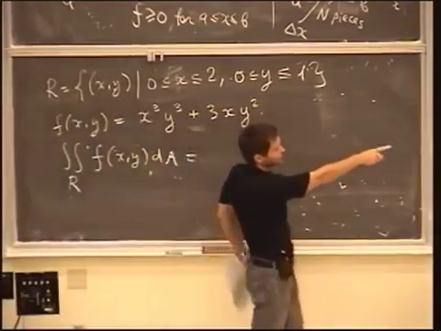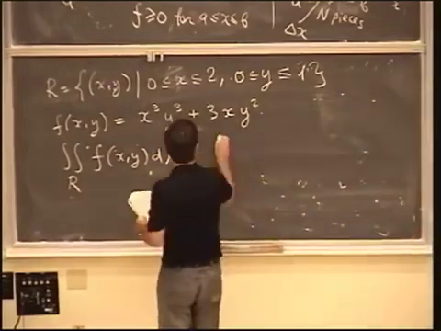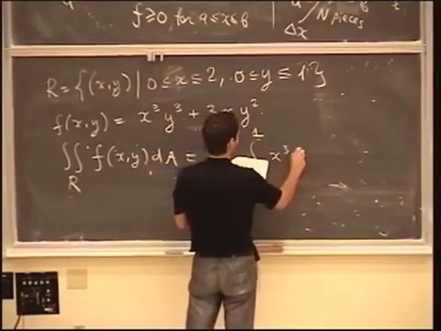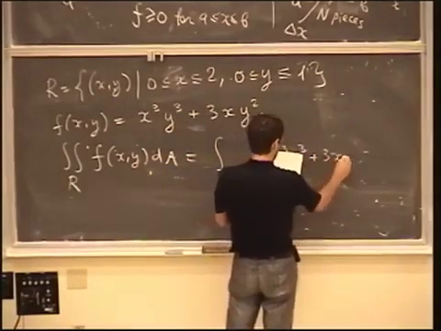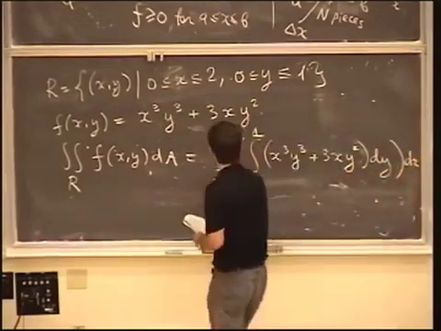And I'm just using Fubini's theorem, so I have to choose which way I want to integrate, which variable goes first. And let's say I want to do first the y variable. So that means that first I do the integral from 0 to 1 of x cubed y cubed plus 3xy squared dy. And then I do the integral with respect to x from 0 to 2.